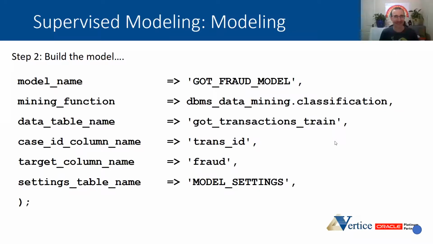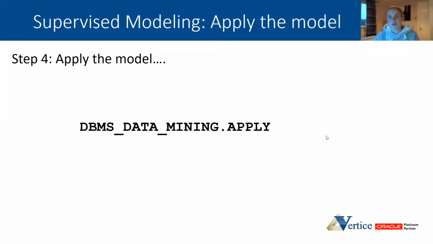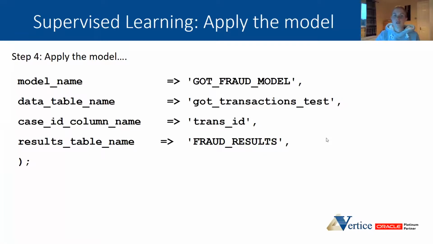Excellent. That sounds good. Is that it, right? Yeah, we've got a couple of extra little steps. Once we've got the model, we need to apply it to the data to see how well it's done. And again, it's just a function. It's just data mining dot apply. In this one, we now tell it to use the model we've just created. We give it the test data that we created using our minus function. We say again that the unique ID column is transaction ID, and we've asked it to put all of the results into something called fraud results. Dead easy. Okay, so now we're done.